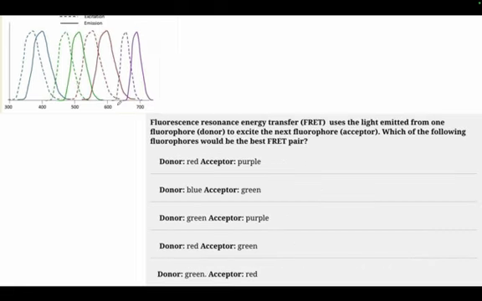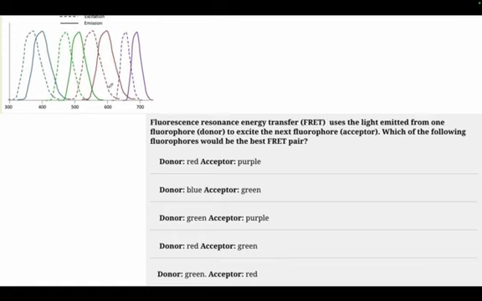Okay. Another question using the same spectrum. Fluorescence resonance energy transfer uses light emitted from one fluorophore to excite the next fluorophore. Which of the following would be the best FRET pair? So basically, for something to become a FRET pair, there should be a large overlap between the emission spectrum of one fluorophore and the excitation spectrum of the other. Because the light emitted by this is basically going to excite the other fluorophore.